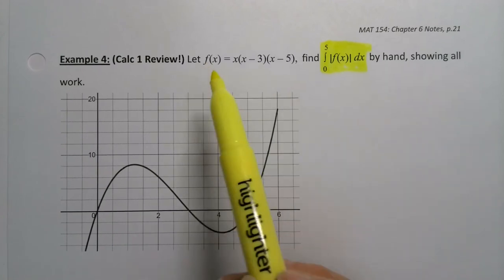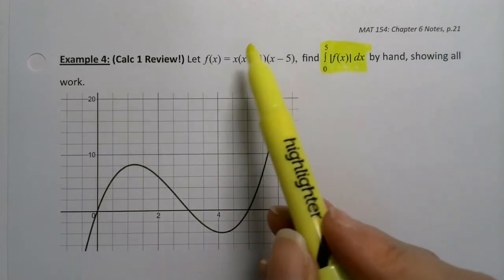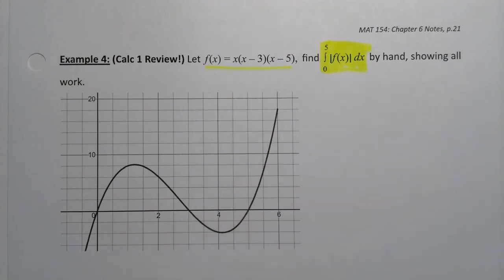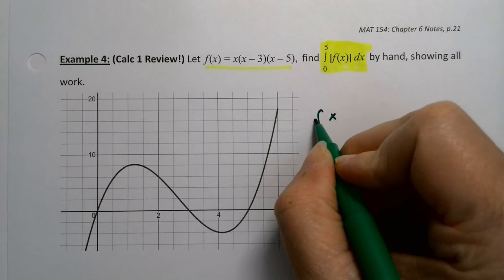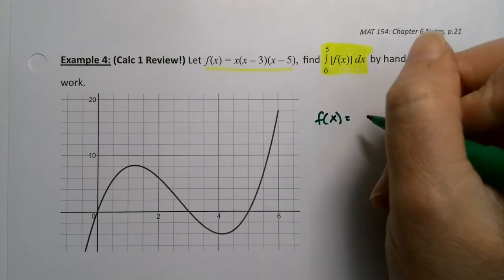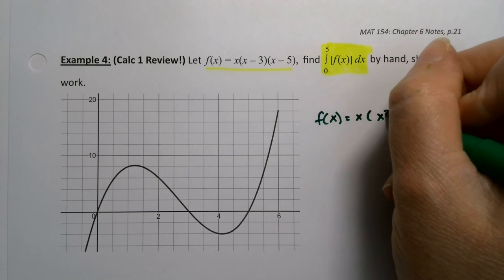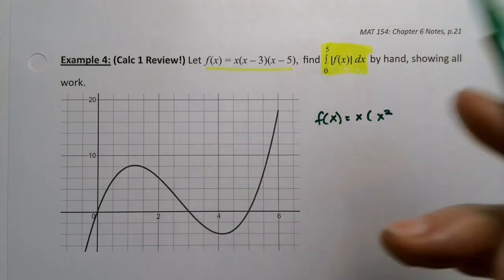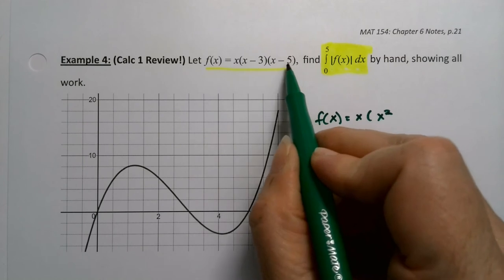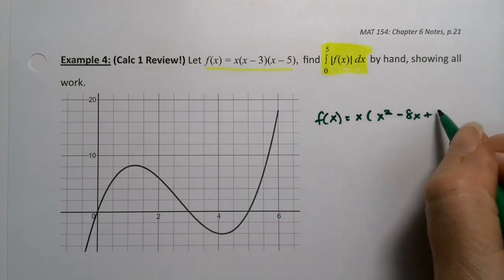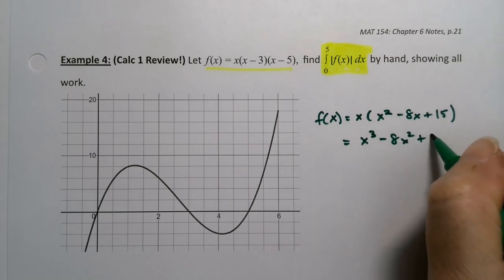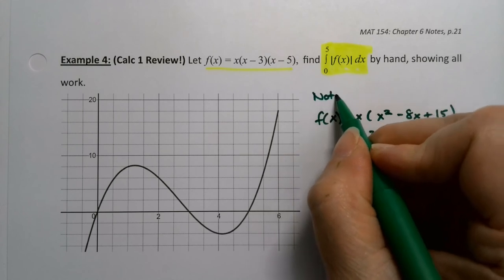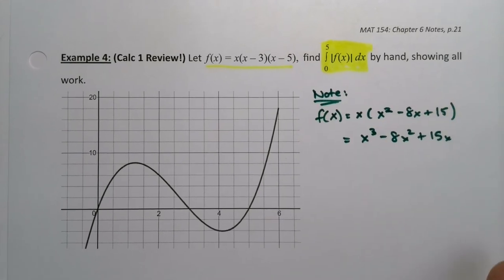So we're going to find the integral from 0 to 5 of the absolute value of this function. So not f of x, but its absolute value. The first thing I want to do is take the time to find out what f of x is in written out form, for my own reasons. If I FOIL the two binomials, it's x squared minus 5x minus 3x, which is minus 8x plus 15. That would be x cubed minus 8x squared plus 15x. I'm just going to make a note of that. It didn't ask me to do that. I just wanted to have it for later.